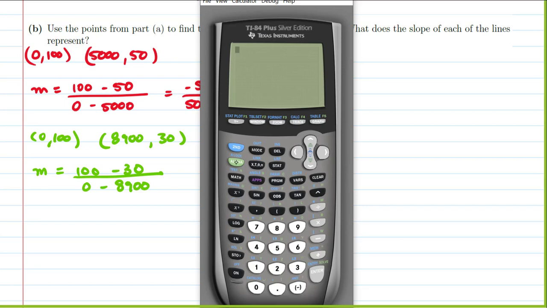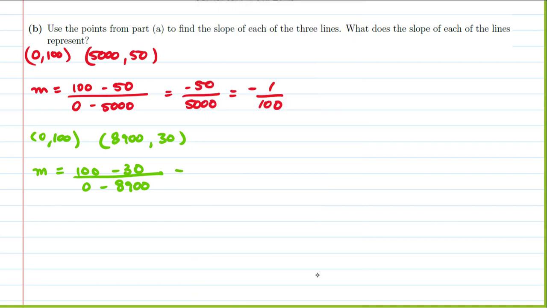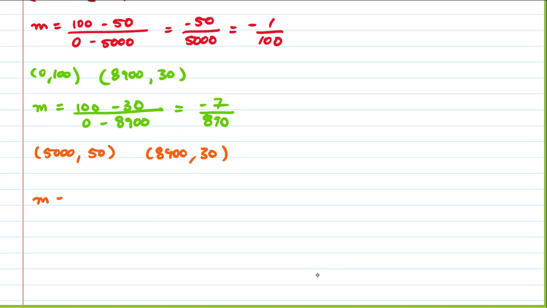And let's see, the slope for the green line: to get our fraction, 100 take away 30 over 0 minus 8,900, and we get negative 7 over 890. And then lastly, we have our orange line, which used the points (5,000, 50) and (8,930). So our slope for that line is going to be 8,900 take away 5,000, all over 30 minus 50.